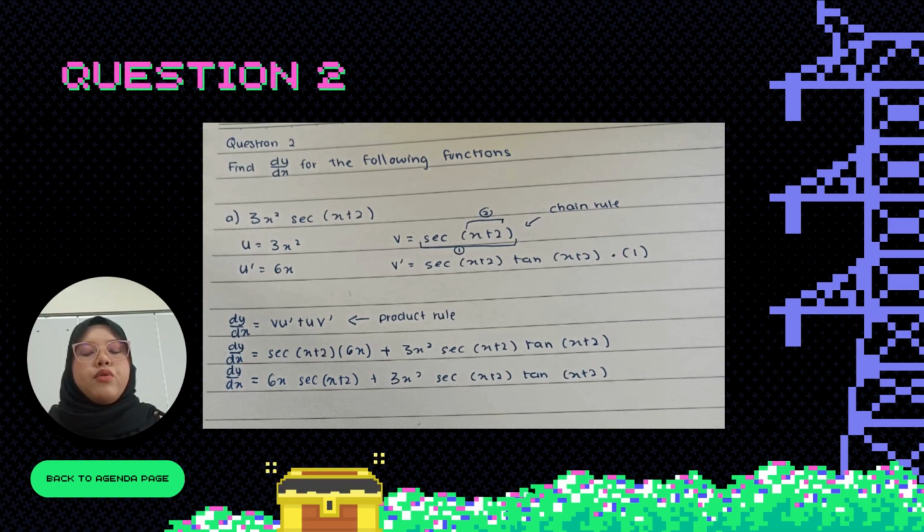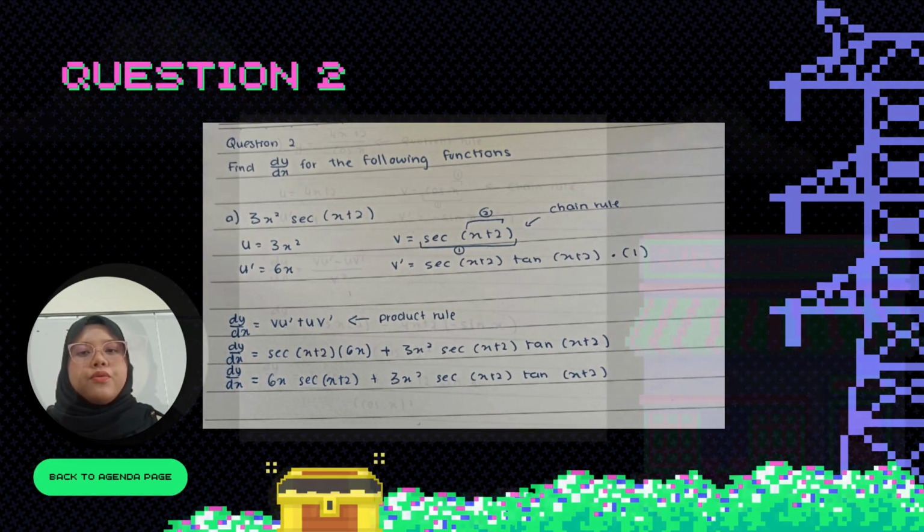Now apply the values in the formula, which is dy per dx equals secant of x plus 2 times 6x plus 3x squared times secant of x plus 2 times tan of x plus 2. So the final answer is dy per dx equals 6x secant of x plus 2 plus 3x squared secant of x plus 2 tan of x plus 2.